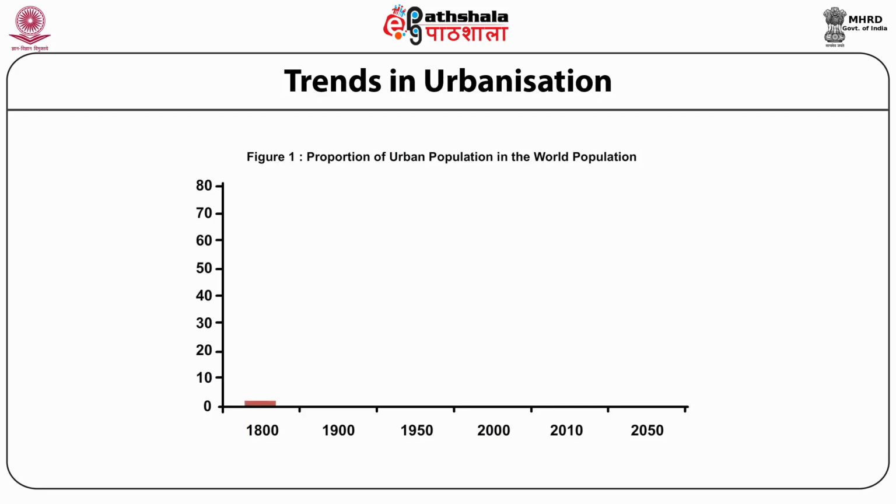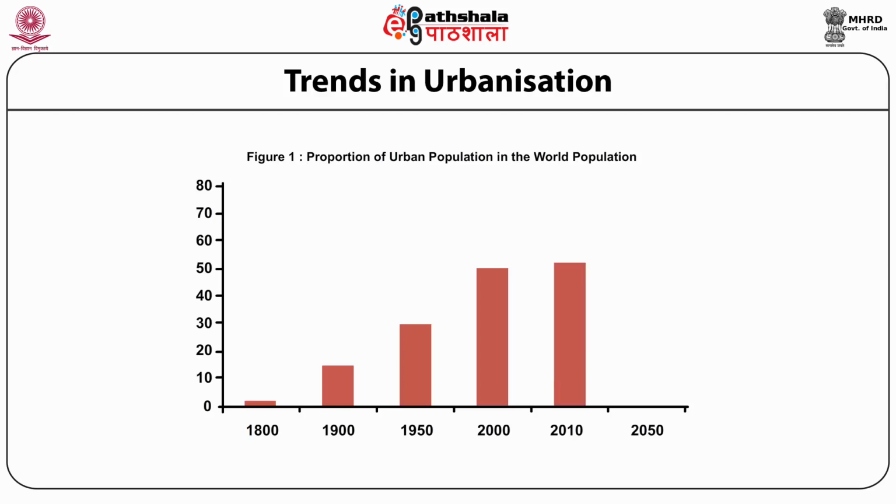In 1800, only 2% of the world's population was urbanized. By the year 1900, close to 15% of the population lived in urban areas, which further increased to 30% in the year 1950. But by the year 2000, this proportion came close to 50% of the world population. Thus, the 20th century witnessed an unprecedented growth of urban population in the world.